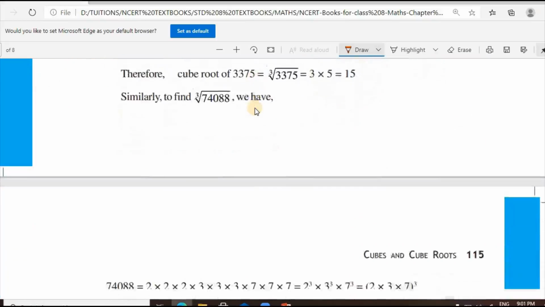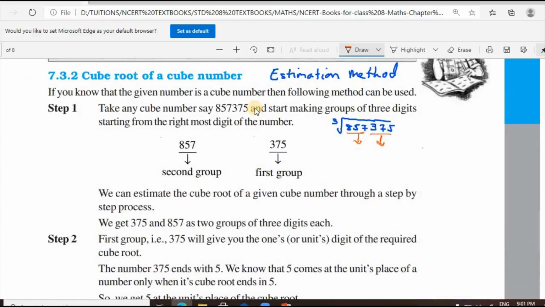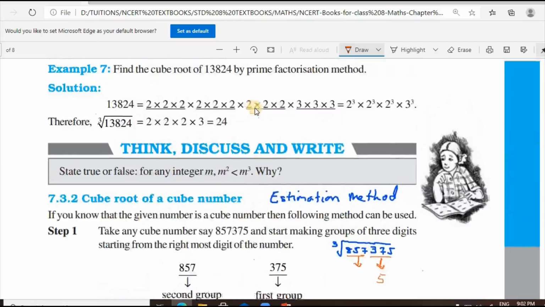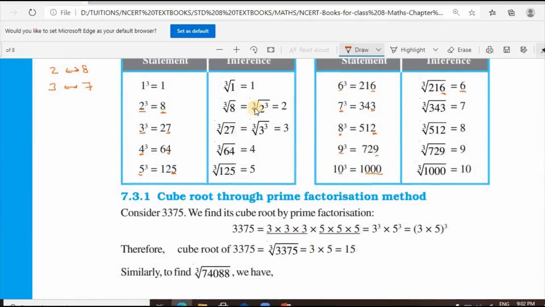So when we come back to our sum, see, 5 is there, right? So 5 will remain as 5. The cube root of 5 will always be 5. And now we take 857, the entire new group. So we should know the cubes of 1 to 10. 1 cube is 1, then 2 cube 8, 3 cube 27, 4 cube 64, 5 cube 125, 6 cube 216, 7 cube 343, 8 cube 512, 9 cube 729, and 10 cube is 1000.